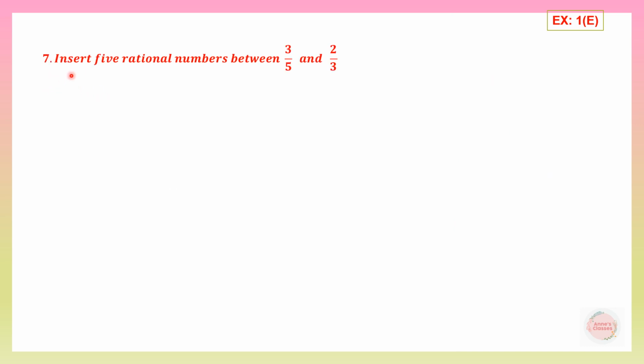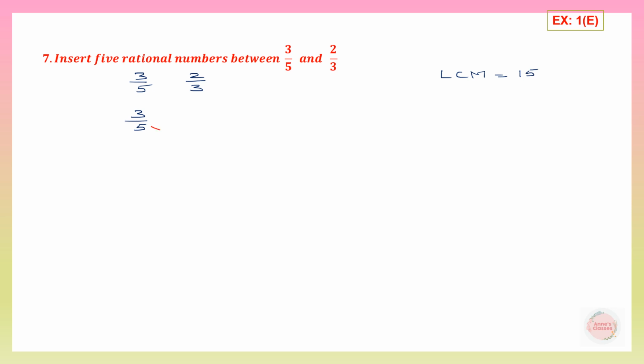Question 7. Insert 5 rational numbers between 3 by 5 and 2 by 3. So first take the rational numbers 3 by 5 and 2 by 3 and find their LCM. The LCM of these two rational numbers with the denominators 5 and 3 is 15. 5 threes are 15. Now take the first rational number 3 by 5 and change the denominator to 15, because 15 is the LCM.